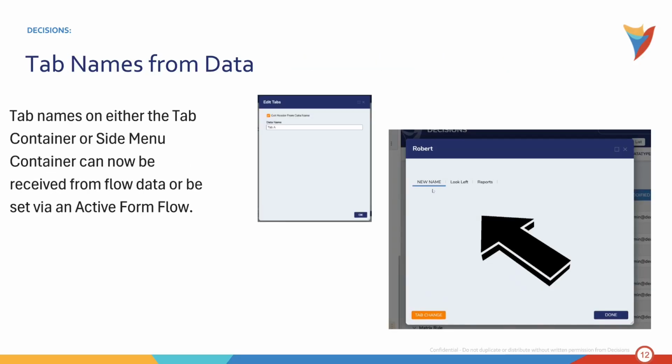Tab names can now be selected from data in a flow or set via an active form flow. This will have a great effect for mixed type repeaters with tab containers to now have more dynamic data population. You can enable get header from data name on the tabs you want to add this capability to. It will then show up as an input on your form, as well as an option in active form flows.